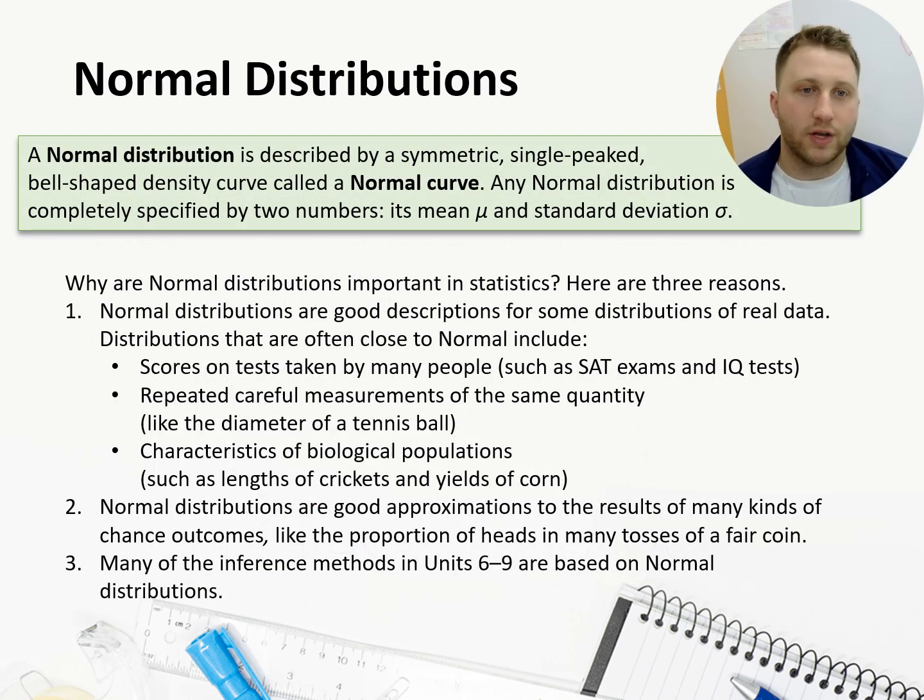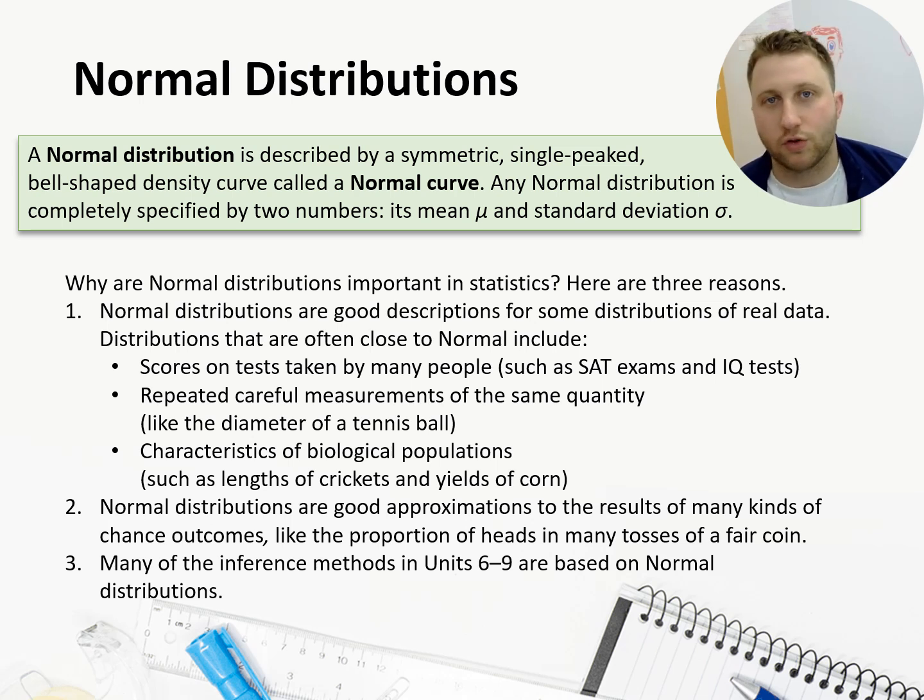Why is it important to study normal distributions? And this comes up on multiple choice questions all the time. It's because there's a lot of things in the real world that can be modeled by the normal distribution, so standardized tests, repeated measurements of the same quantity, like anything that's manufactured, like the length, the width, the height, the diameter, the weight of different manufactured qualities. Characteristics of biological populations, so things like the weight of adult chimpanzees, that follows a normal distribution.